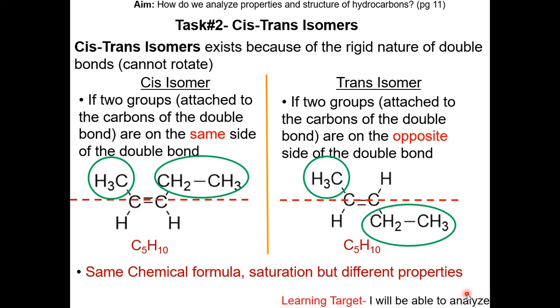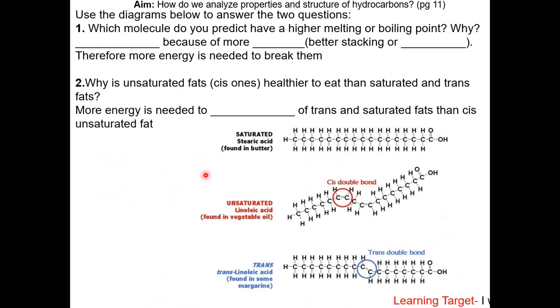Now I want you to watch a video about hydrocarbons and cis-trans isomers. The link to the video will be in the description. Once you watch the video, resume this one. In the video, it talked about different types of fatty acids: saturated, unsaturated, and trans. So here are some examples of these fatty acids.